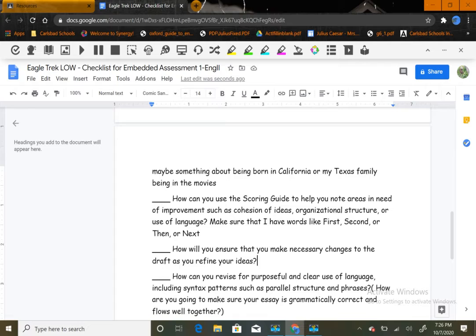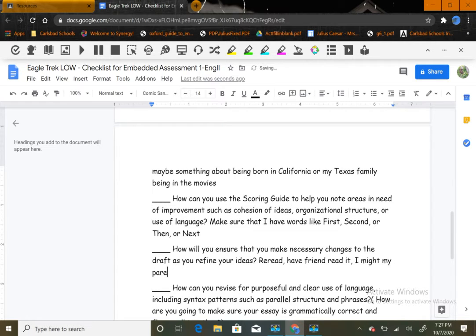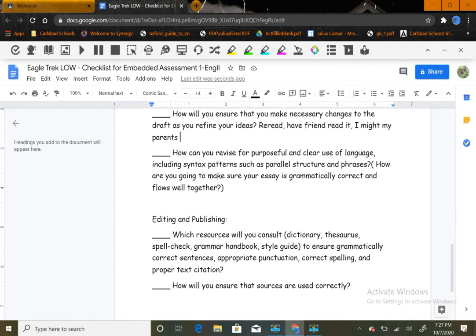How will you ensure that you make necessary changes to your draft as you refine your ideas? So I'm going to reread it. I'm going to have a friend read it. I might have my parents read it. Okay. That's just to make sure that any changes I need to do to make sure that my ideas are flowing, that I have cohesion of ideas, organizational structures all there. How can you revise for purpose and clear use of language, including syntax, parallel structure, and phrases? How are you going to make sure your essay is grammatically correct and flows well? That's what this is saying. I put it in parentheses for you. And that's basically having someone else read it.